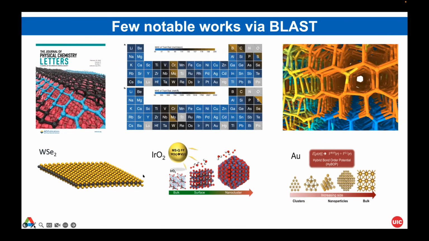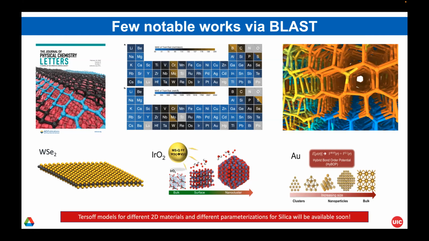for a layered material, WS2, and catalytic surface iridium oxide, and different dimensionality of gold using a hybrid bond order potential. These were a few of the notable works from BLAST, and we are currently working on different 2D material parameterizations like Tersoff, and we are about to come up with different parameterizations for silica. They should be available soon.